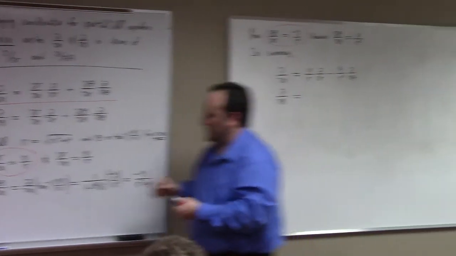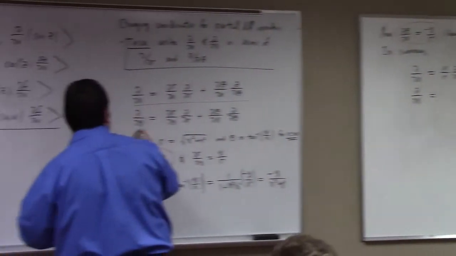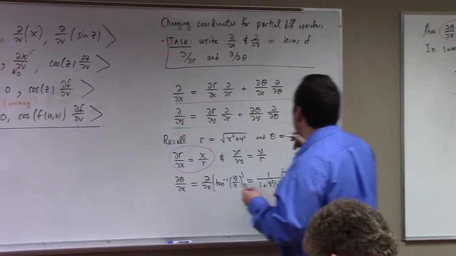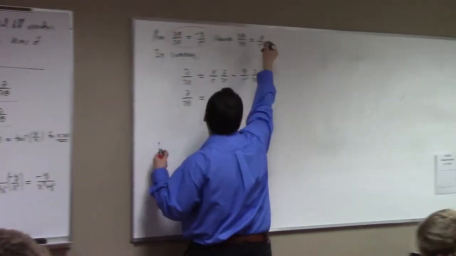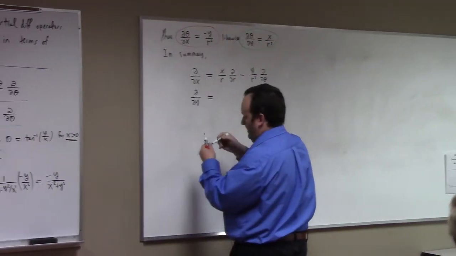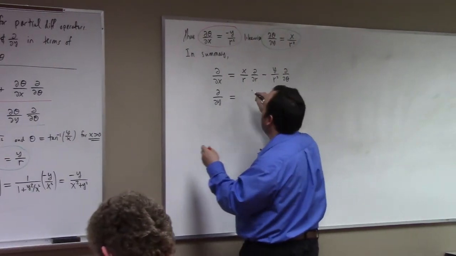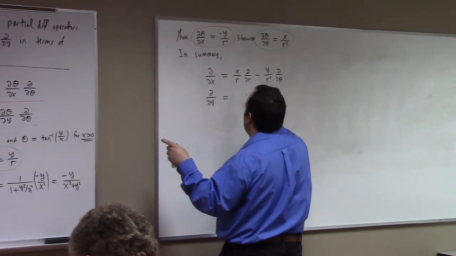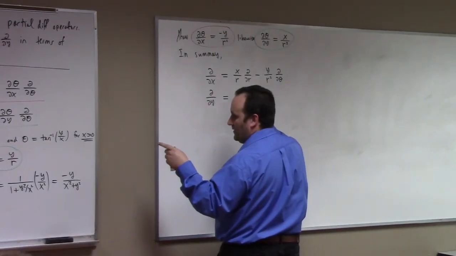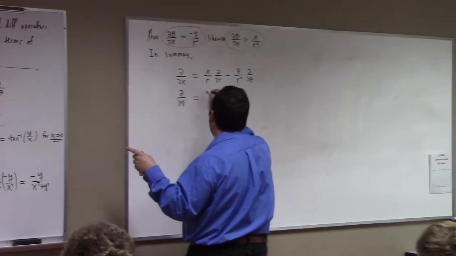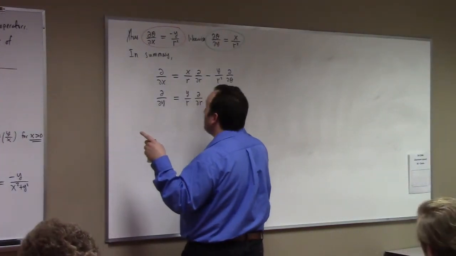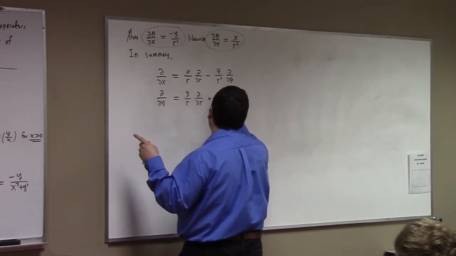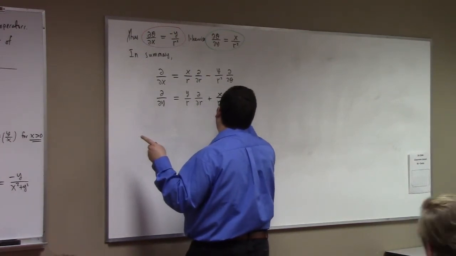And the other one, the partial y derivative, I need this and that, and that gives me y over r partial r plus x over r squared partial theta.